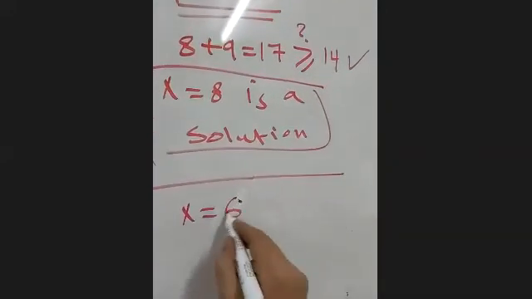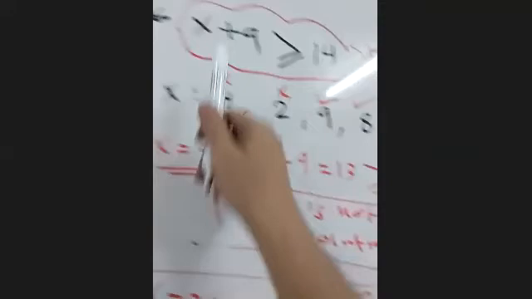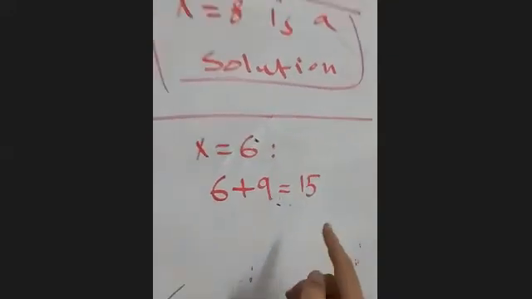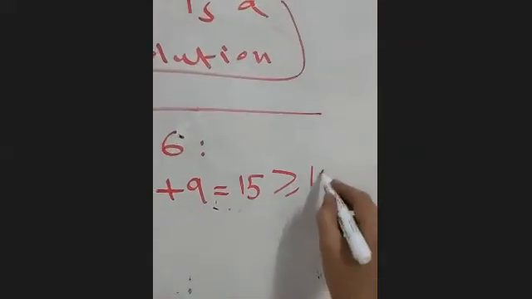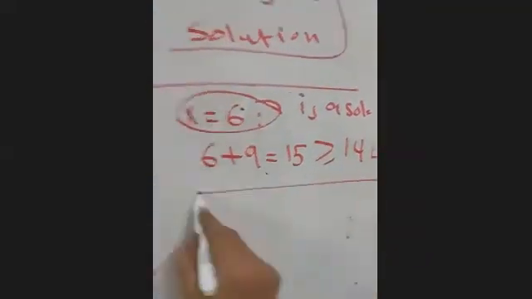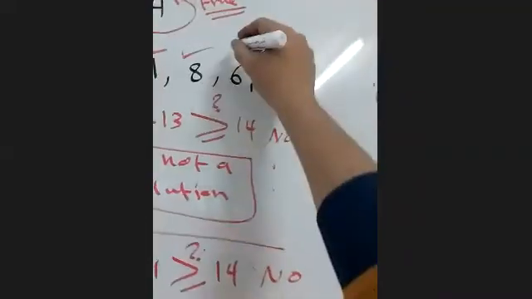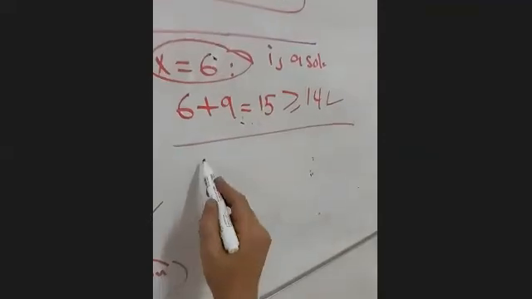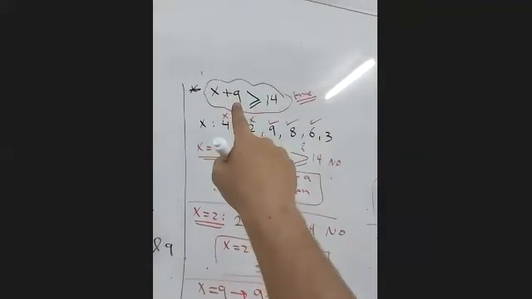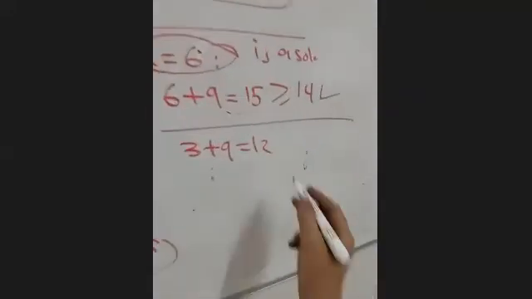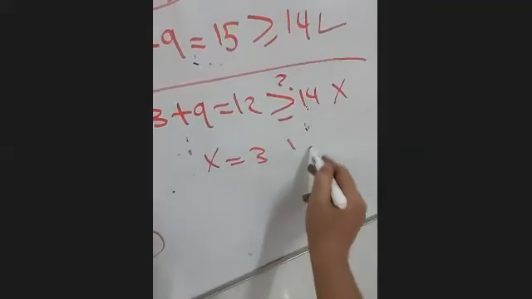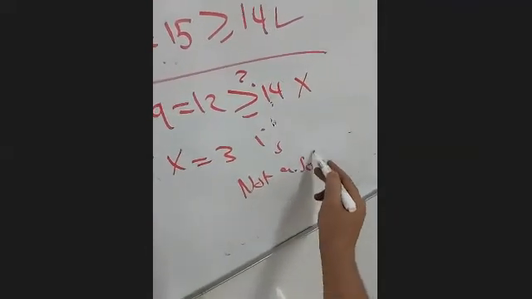X equals 6. Replace x by 6. It will be 6 plus 9, which is 15. Is 15 more than or equal to 14? Yes. So x equals 6 is a solution. Check the last number here, 3. 3 plus 9 is 12. Is 12 more than 14? No. 12 is not more than or equal to 14. So x equals 3 is not a solution.